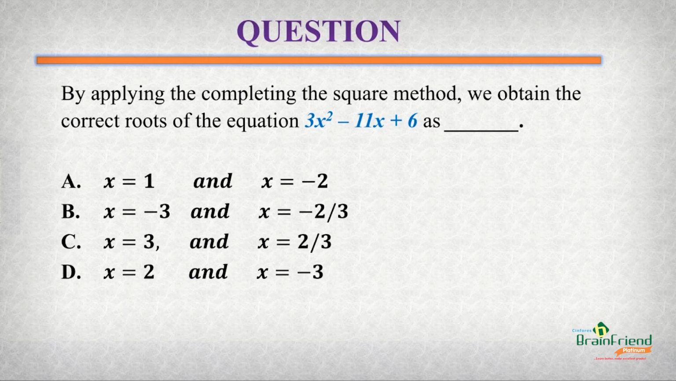Question 2. By applying the completing the square method, we obtain the correct roots of the equation 3x squared minus 11x plus 6 as... the answer is C. x is equal to 3 and x is equal to 2 divided by 3.